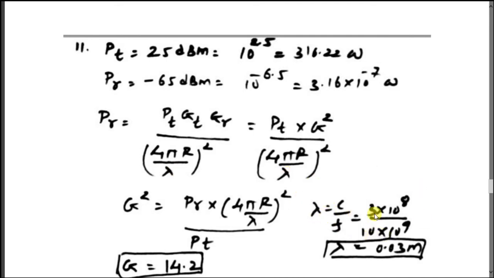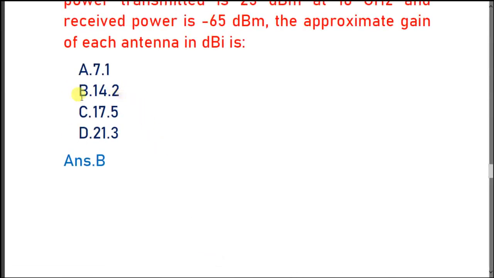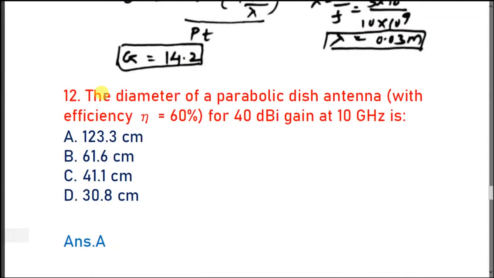C by F, that is equal to 3 multiplied by 10 to the power 8 divided by the frequency, that is 10 gigahertz. So 10 multiplied by 10 to the power 9. So you will get the gain of 14.2. Okay, so that is equal to answer B, that is in dBi, so 14.2.